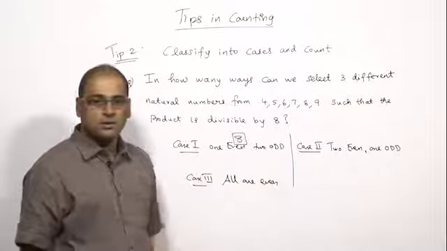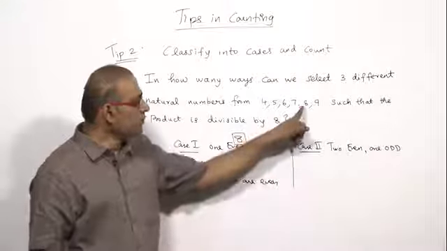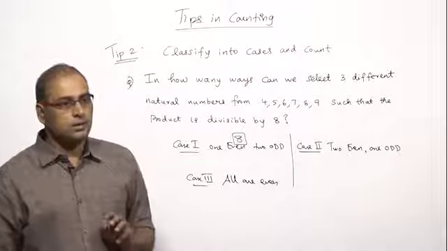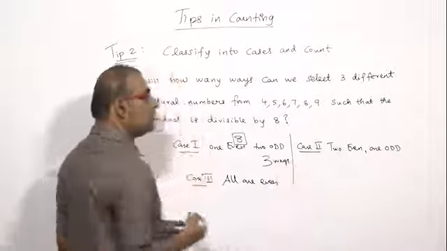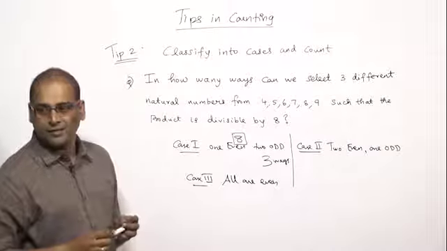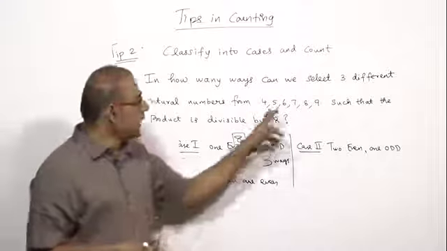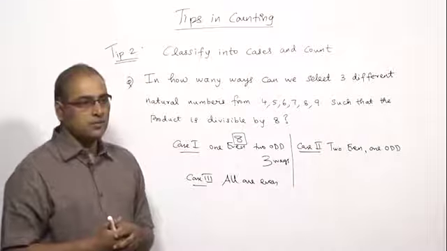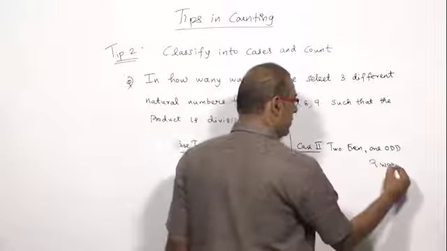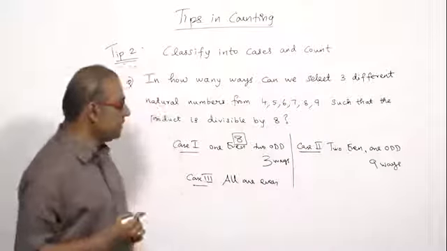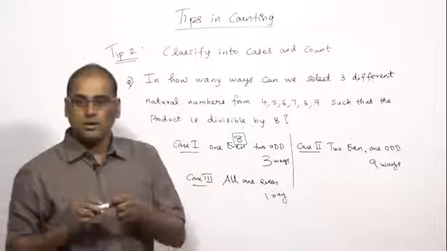So how many counts? 1 even, that is 8, and you may have to select 2 odd from 5, 7, 9. So there are 3 ways, right? This contains 3 ways. What about case 2? How many ways can you select 2 even? 3 ways. And the remaining odd? 3 ways. So for each selection of evens you will be getting that. Then case 3, all are even. So the total is going to be, are you able to understand?